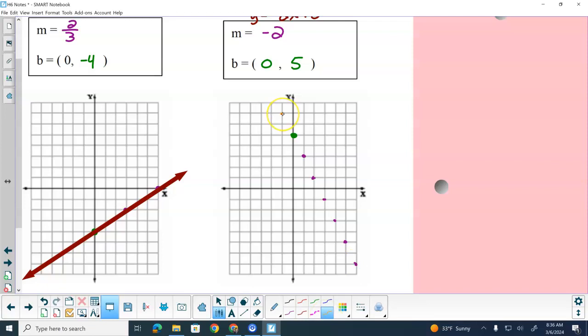Alternative would have been up 2, left 1. Draw it all the way across. Okay? Some of you have already started this, but please do the remaining 4 on this page.